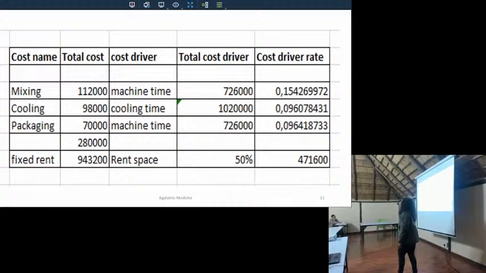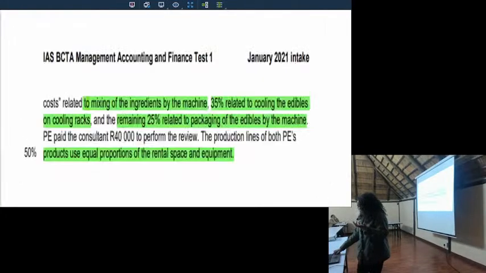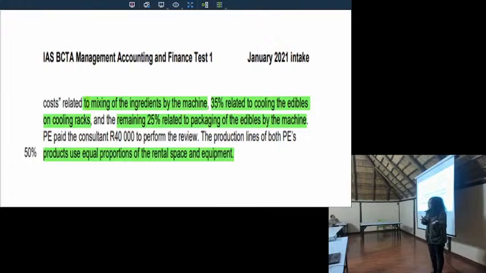Oh, sorry, typo. Because they said it's equal proportion. So the lollipop is going to get 471, and the cookie is going to get 471. Do you agree that because it's an equal proportion? Let me go back. They told you that they use equal proportion of the rental space and equipment. The total is that 900, so we just have to divide it by 2. It was just to throw you off.